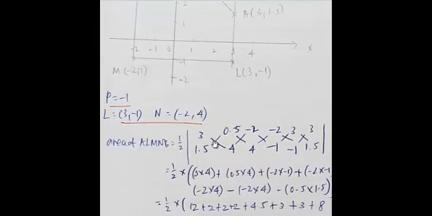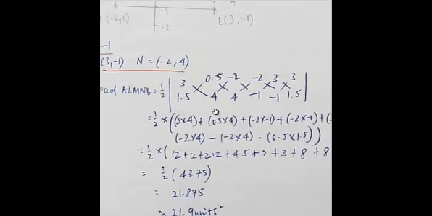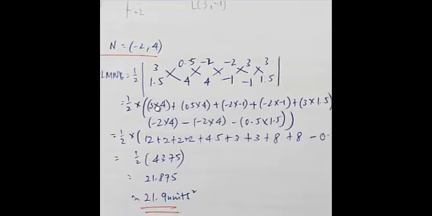To calculate this, the method will be 3 times 4 plus 0.5 times 4 plus -2 times -1 plus -2 times -1 plus 3 times 1.5 minus 3 times -1 minus 3 times -1 minus -2 times 4 minus -2 times 4 minus 0.5 times 1.5. So it's given as this.